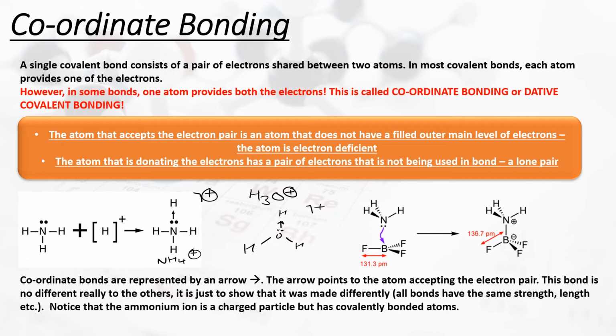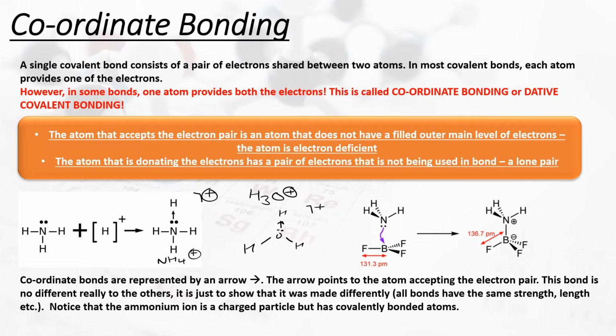In some bonds, though, one atom provides both of the electrons. So rather than having one electron from atom A and one electron from atom B, both electrons come from one of the atoms. And this is called coordinate bonding or dative covalent bonding. The atom that accepts the electron pair will be an atom that does not have a filled outer main level of electrons. It will be something that is electron deficient. The atom that is donating the electrons will have a lone pair of electrons that is not being used in a bond.